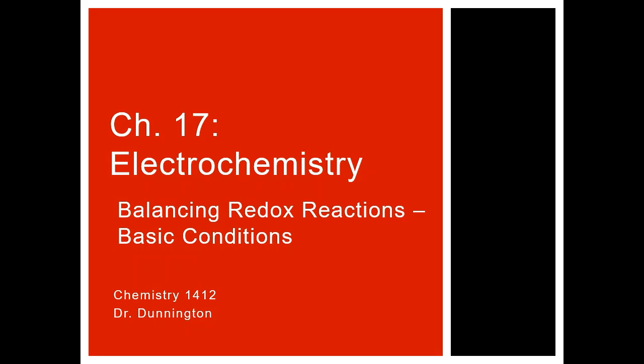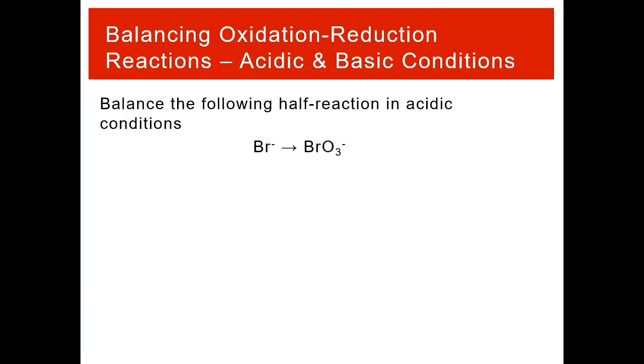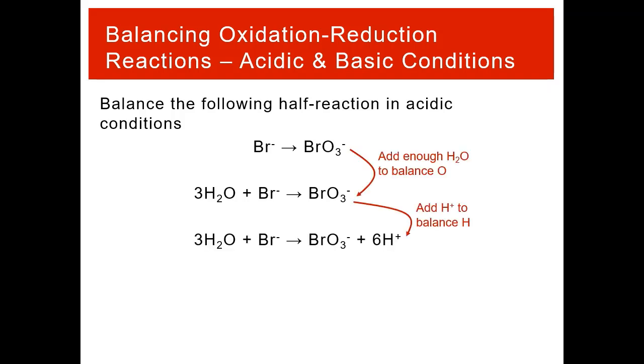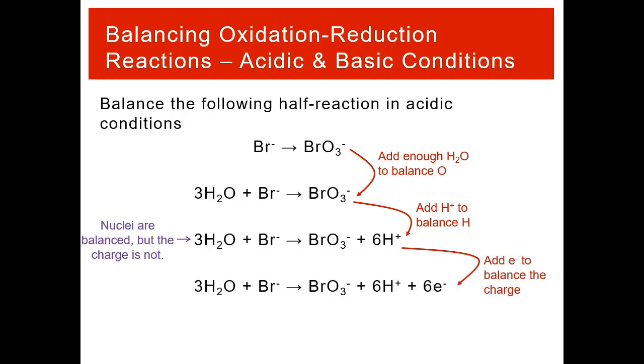Now we're going to talk about the final complication for balancing, what happens in basic conditions. All right, so previously under acidic conditions, if we had just, say, a half reaction, say Br becoming BrO3 minus, we would add some water to balance out the oxygens. Then we add the H plus to balance out the H. And so your nuclei are all balanced now, but your charge isn't, so you add those electrons to balance the charge. So this is going to be our standard process for balancing in acidic conditions.